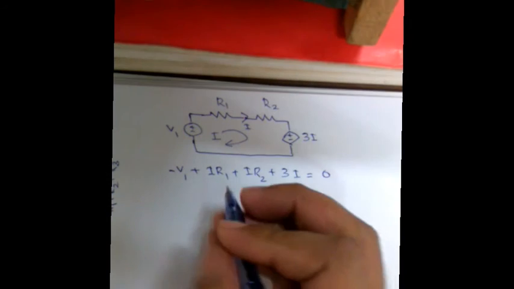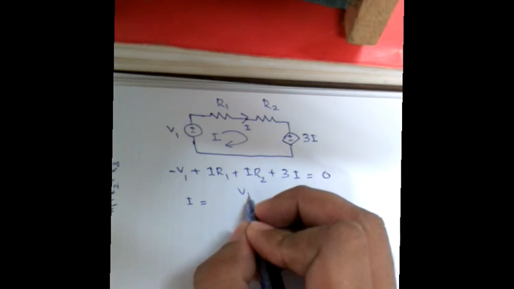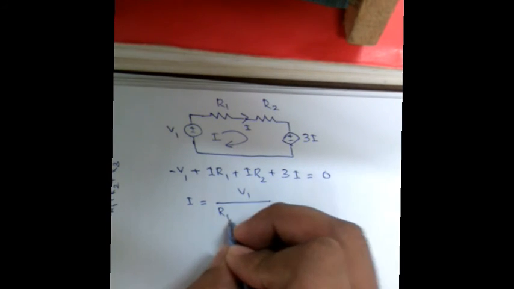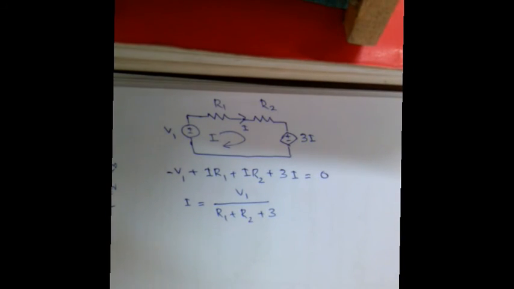So now we can find the current through the loop, that is V1 over R1 plus R2 plus 3. So this is how we can apply Kirchhoff's voltage law to a simple series circuit containing one source, two sources, and which can be dependent sources as well as independent sources, and the same concept can be extended to the circuit containing more resistors and more voltage sources.